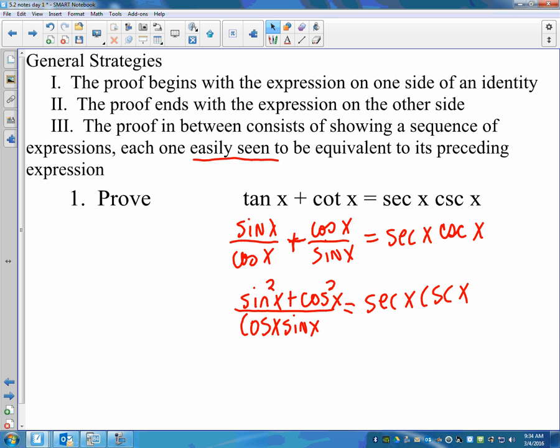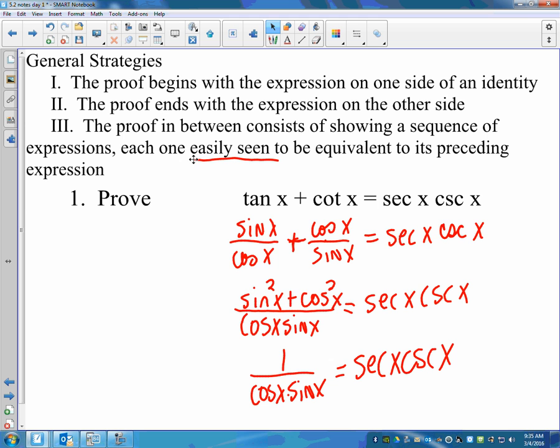I'm pretty excited about this because I look at the top of this, and what do I know that sine squared plus cosine squared equals? 1. So I'm going to write that as 1 over cosine x. And then remember, this is what we're trying to get. Are we about there? I now have multiplication and not addition, so that's good. And if I have cosine times sine in the bottom of a fraction, do I have this? Yeah, because cosine you can bring up and make secant, and sine you can bring up and make cosecant.